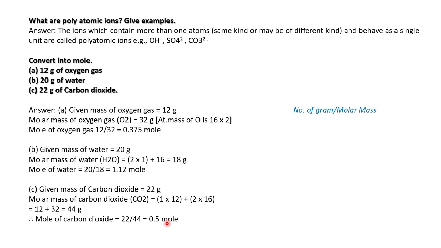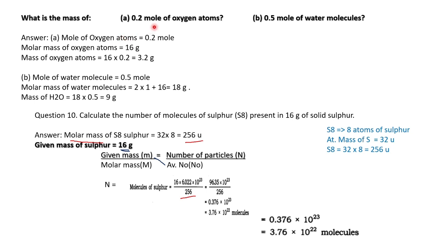Okay. Next, what is the mass of 0.2 mole of oxygen atom and 0.5 mole of water molecule? Mass of oxygen atom is atomic mass into the given moles of oxygen atom. In the sense, what is the mass of 0.2 mole of oxygen atom: whatever is given, into the atomic mass of oxygen, which is 16. So 16 into 0.2 will be 3.2 grams. In the same way, 0.5 mole of water molecule, 0.5 into 18, we get 9 grams. That is the mass of 0.5 mole of water molecule.